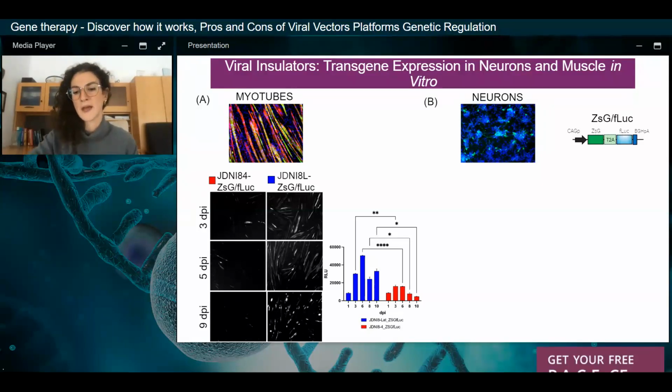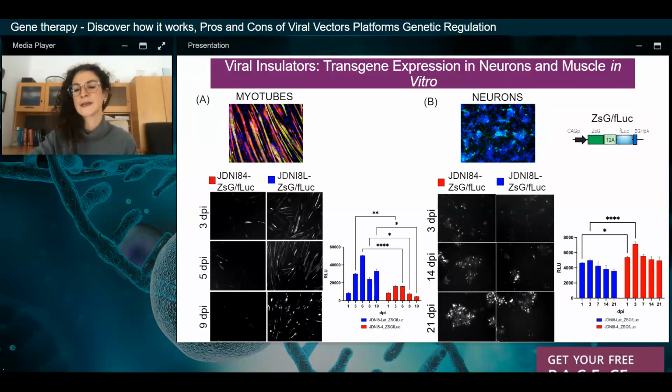What happens with the neurons is similar. We observe the transgene is expressed from both loci, ICP4 and LAT, but that in this case, the ICP4 locus, at least in the first time points, showed a significant higher level of expression than the LAT locus, and shows this tendency to be higher over the time course of the study.